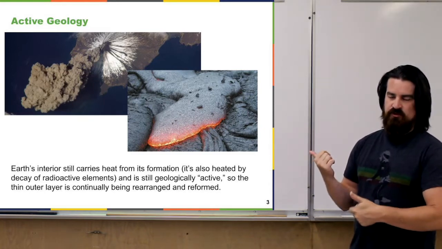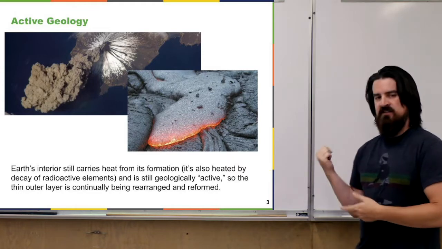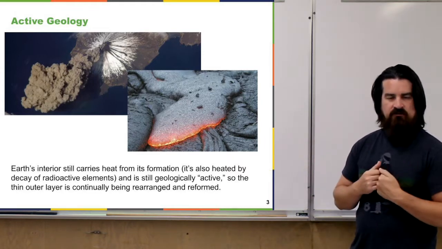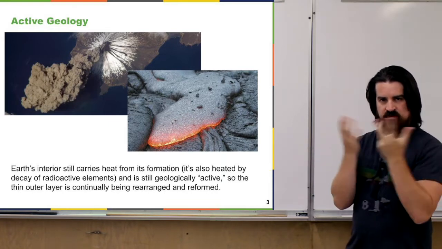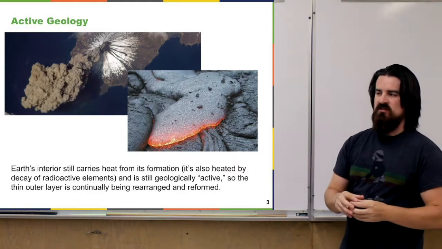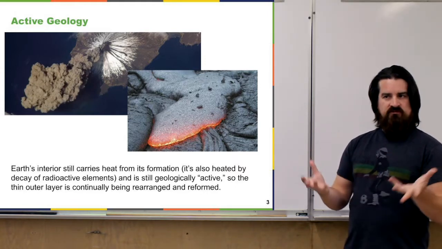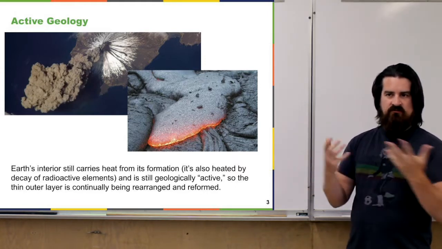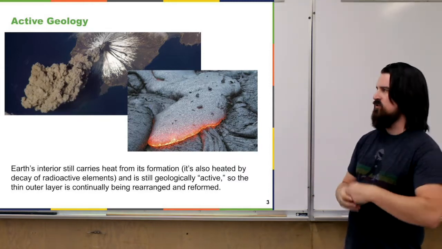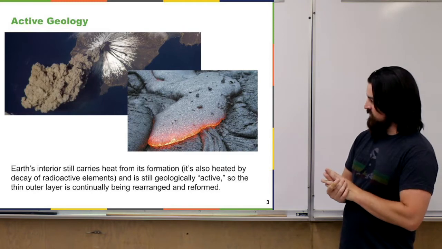There's also a substantial portion of heat that comes from radioactivity inside of the Earth. That's elements that decay radioactively, so the nuclei break apart in some way, and in that process you end up releasing energy that heats the surrounding environment. So radioactive decay is also adding to the heat of the Earth and keeping it going for so long.